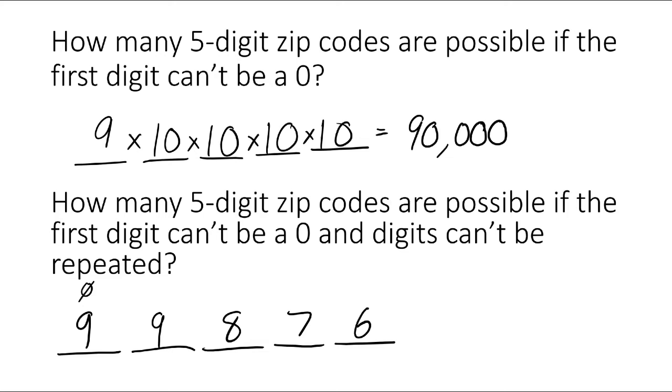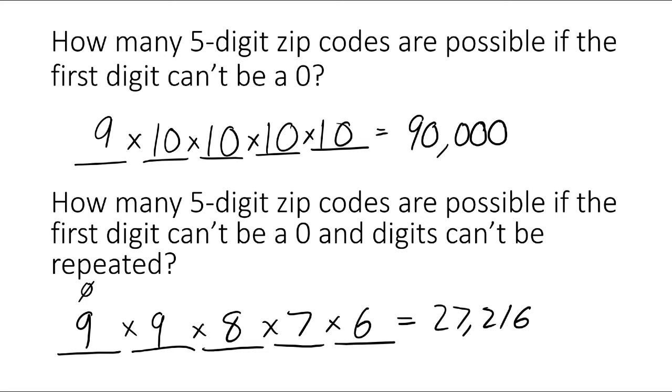All right, so the multiplication principle would say that we would multiply these together to get our final answer of 27,216 zip codes that are possible if the first digit can't be a 0 and we can't repeat any digits.